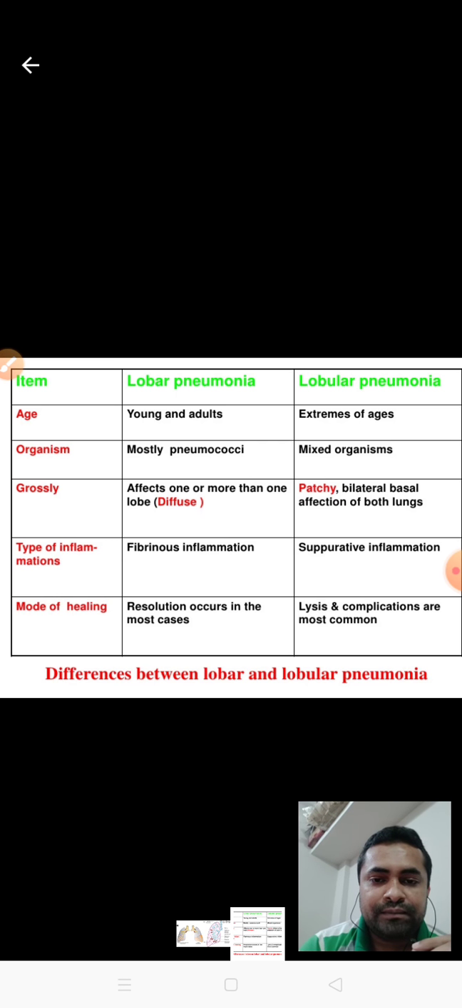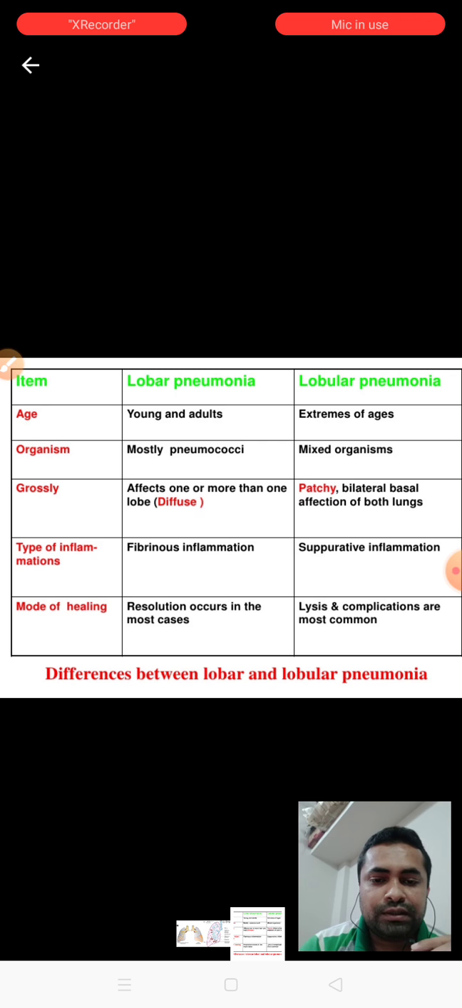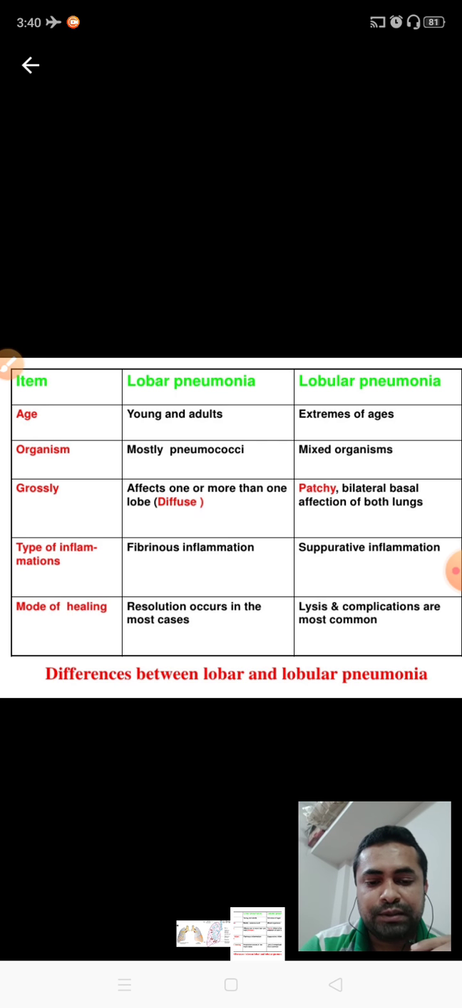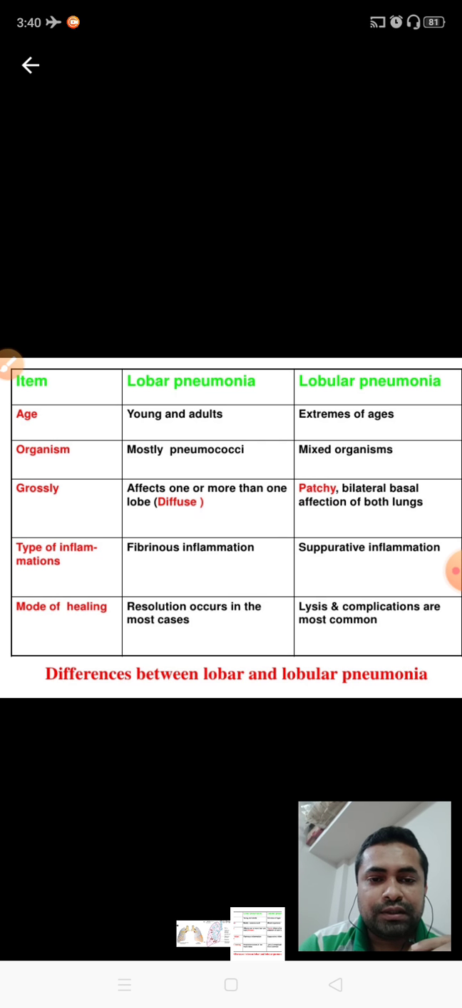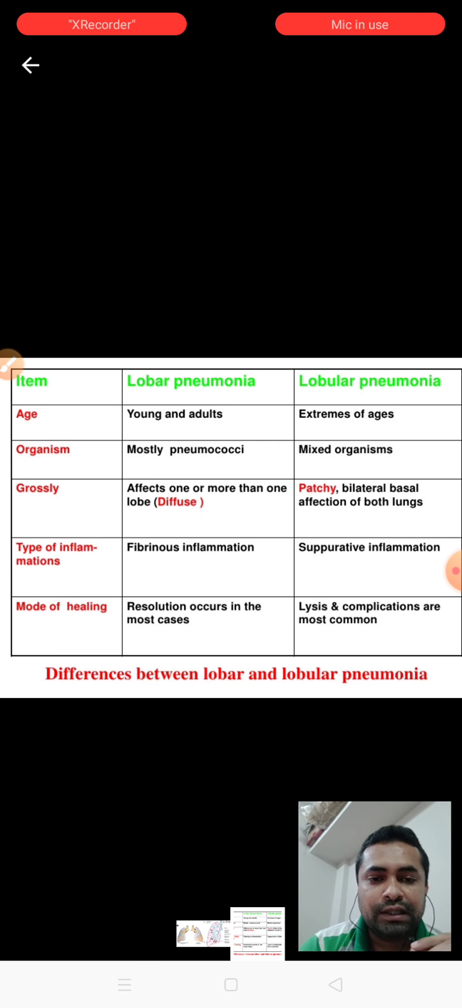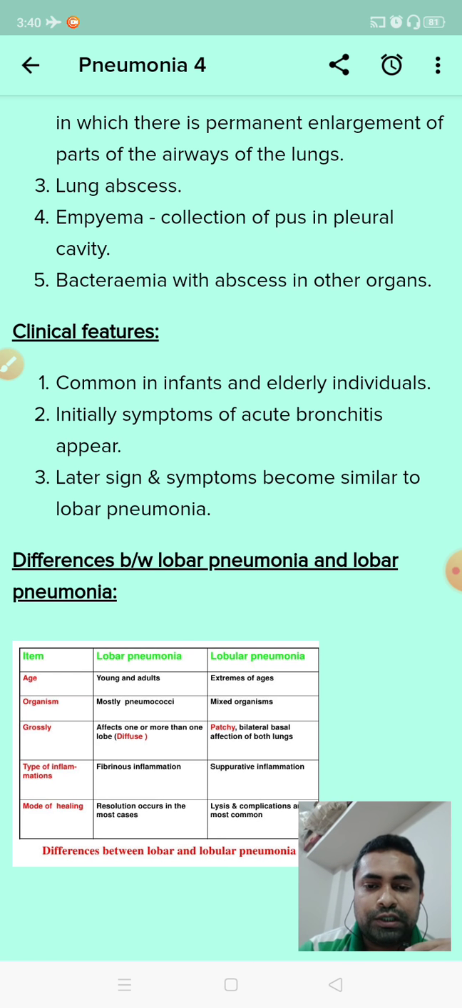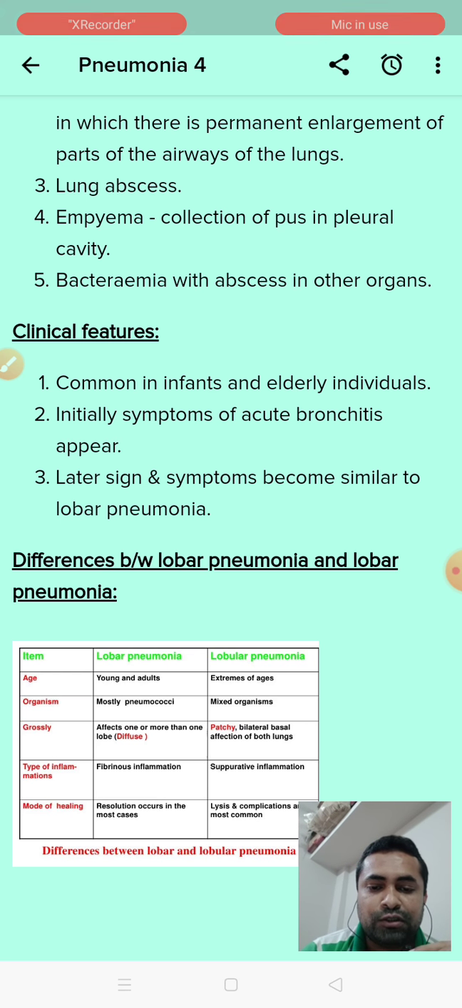And mode of healing. In lobar pneumonia, resolution occurs in most of the cases. That means the patient gets healed. And in lobular pneumonia, lysis and complications are most common. That is, it is more dangerous than lobar. Lobar is easily healed, and lobular is more dangerous. So these were the differences between lobar pneumonia and lobular pneumonia, and this was our lecture on lobular pneumonia.